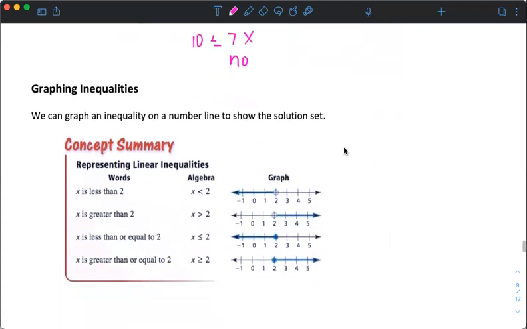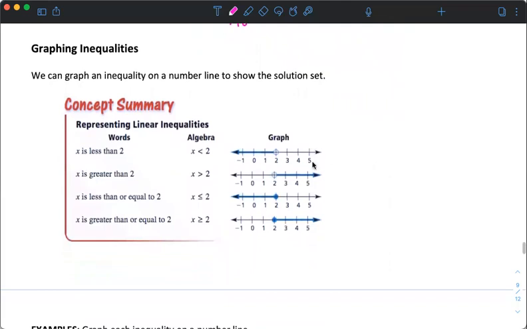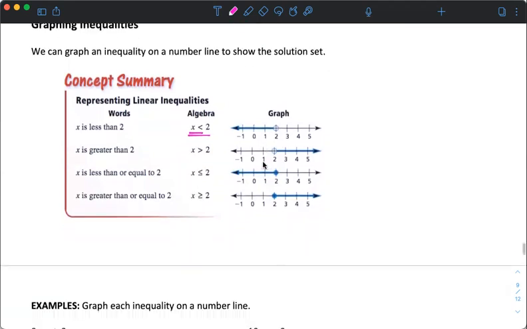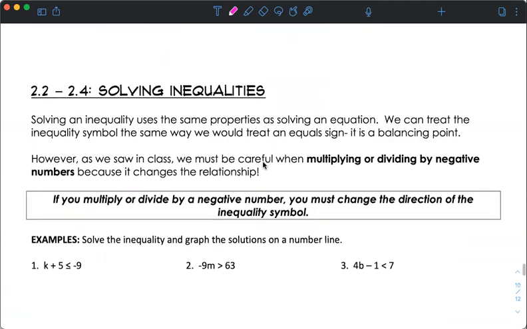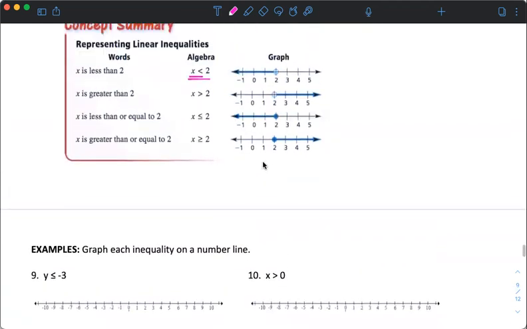Graphing inequalities. So the words we would use, x is less than 2. Here is the inequality in algebra, and this is our graph. So we would draw a number line. When we draw number lines, we don't need to write 6, 7, 8 numbers. I'm okay with 3 numbers. I'm sure I will get to an example where I draw an inequality, probably in the next video.